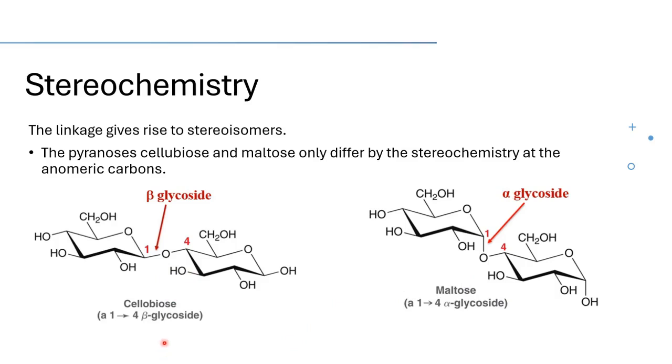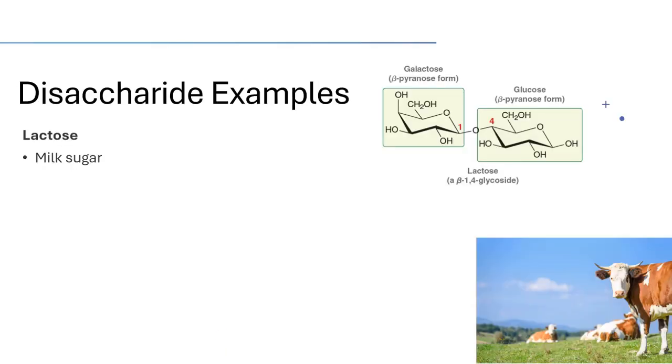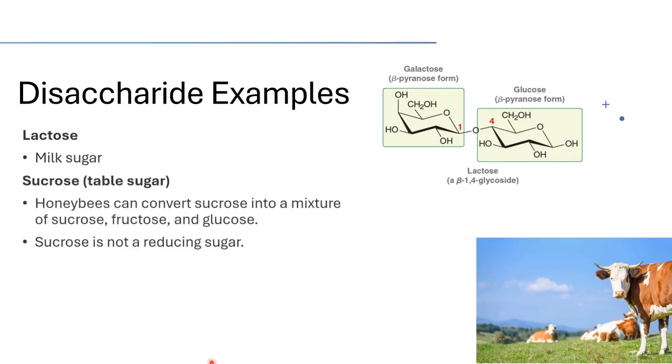Disaccharide examples. This is an example of a disaccharide, lactose, which is also known as milk sugar. Sucrose. Sucrose is known as table sugar. Honeybees can convert sucrose into a mixture of fructose and glucose. Sucrose is not a reducing sugar, and here is its structure.